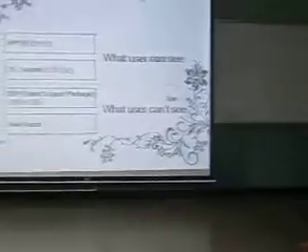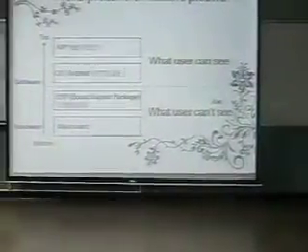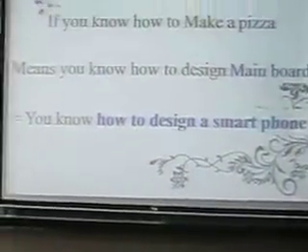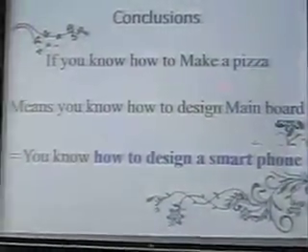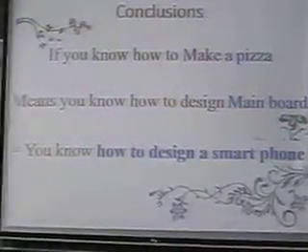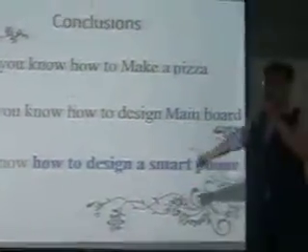Here's the whole picture of smartphone. On the bottom is the main board. Above it is the BSP and OS and the app. This level is what we can see, and this level is what the user can see. So next is my conclusion. If you know how to make a pizza, it means you know how to design a main board, and it means you know how to design a smartphone.